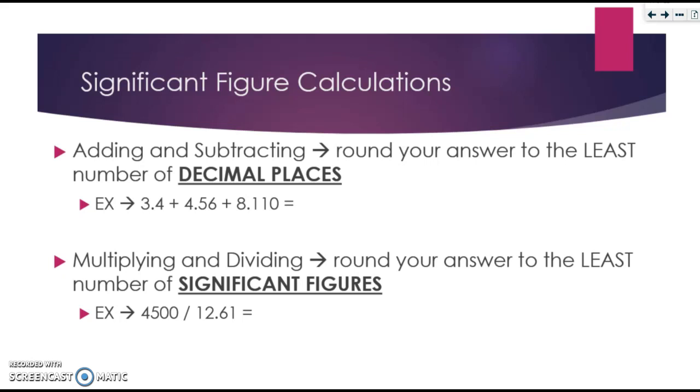So here in the number 3.4, we have one number after our decimal. The second number, 4.56, there are two numbers after the decimal. And the third number, there are three. We want to go to the least amount of decimal places for our answer. So our answer should only be to 1. So you go ahead and you do the math in your calculator. You should get something like this, 16.07.